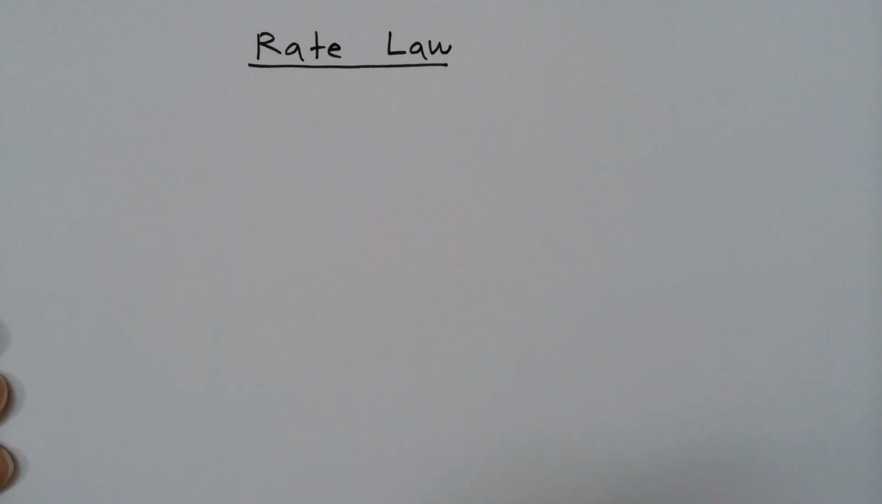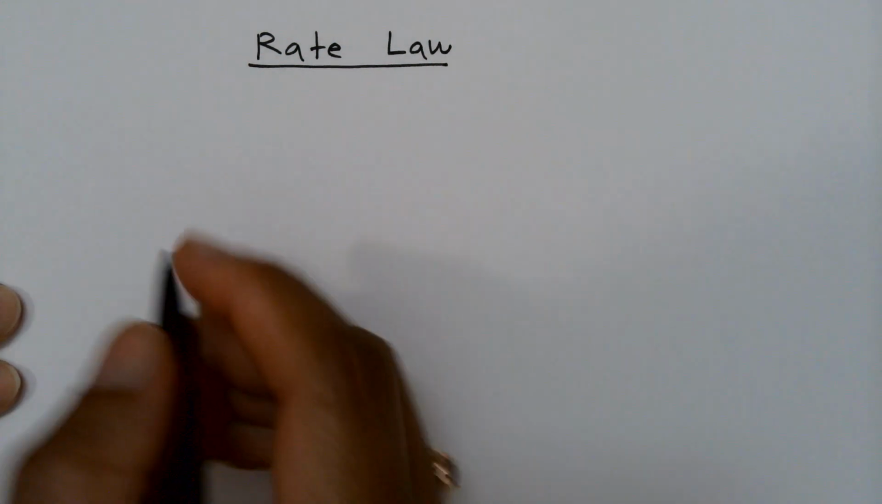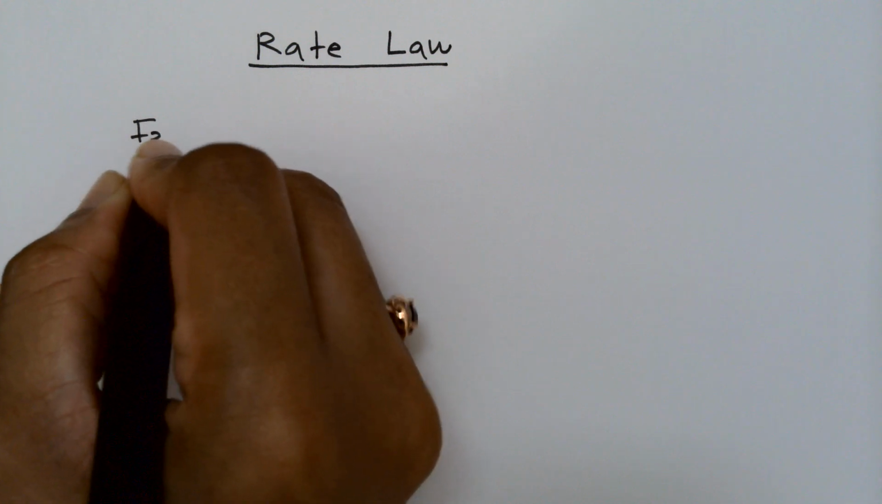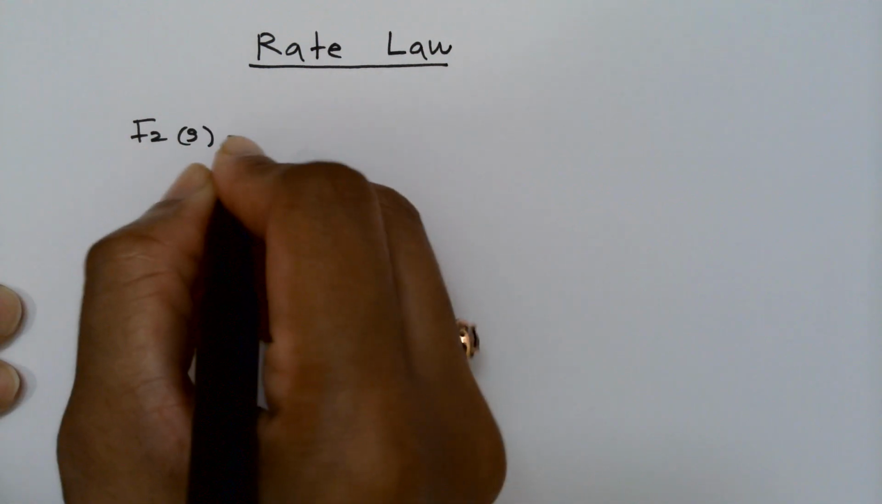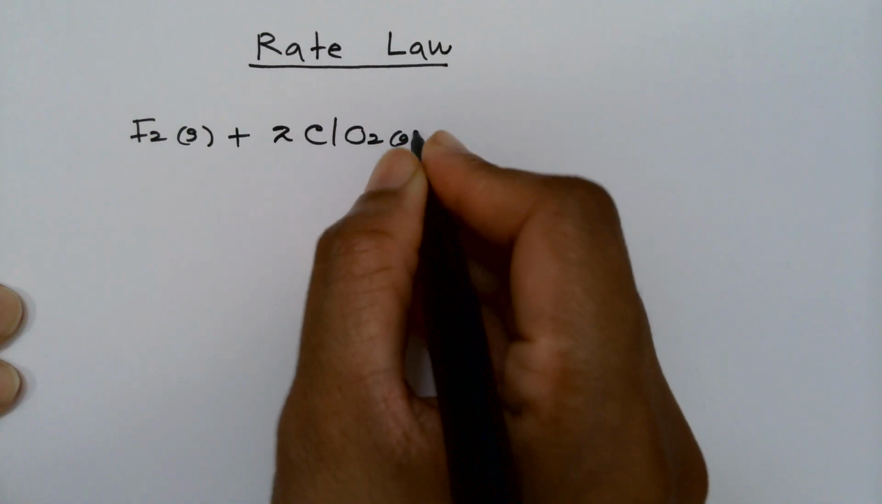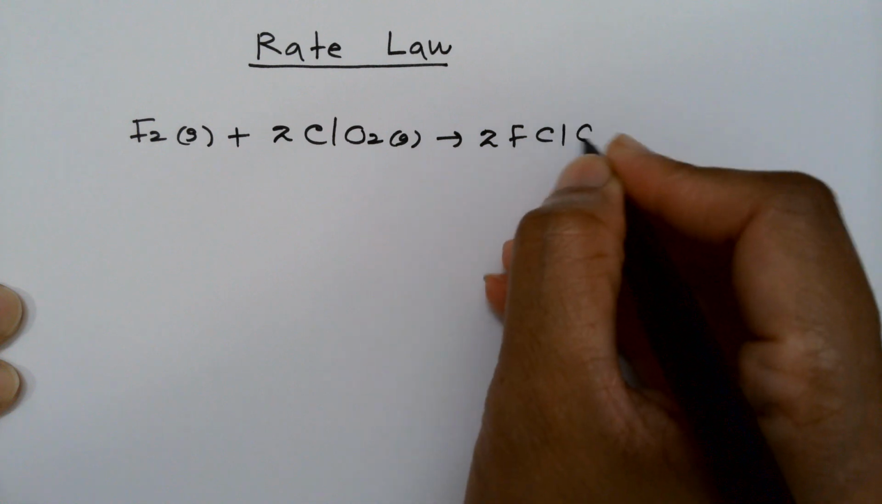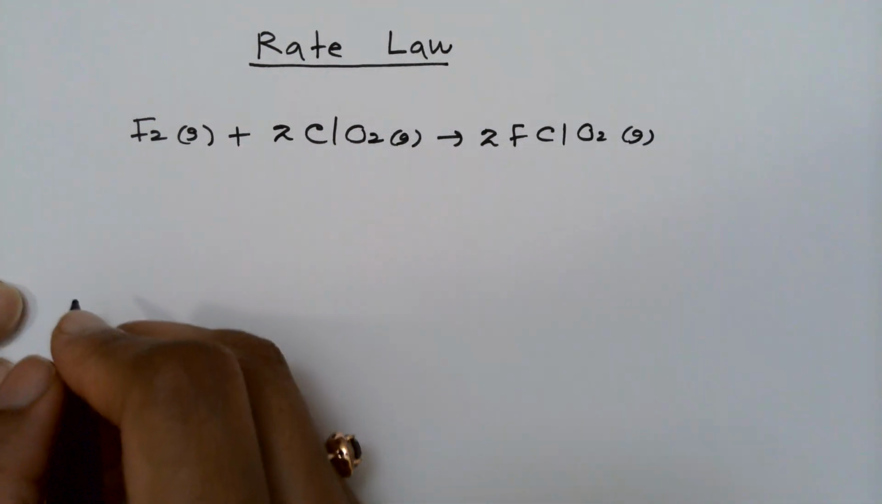Now we are going to talk about the rate law, how to write the rate law for a chemical reaction. So let's take a simple chemical reaction and write the rate law. F2 in the gas phase reacts with 2 moles of ClO2 in the gas phase to produce 2 moles of FClO2 gas. This is our chemical reaction.